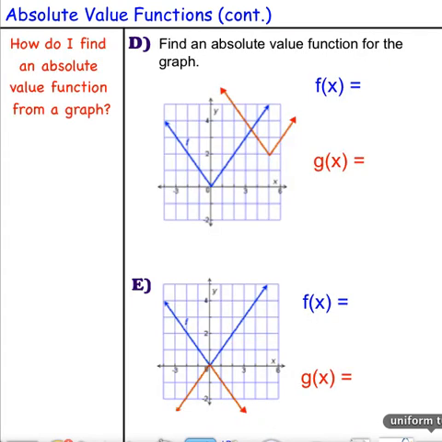Now, our next time is going to be talking about finding the absolute value function from the graph, which will be our next topic.